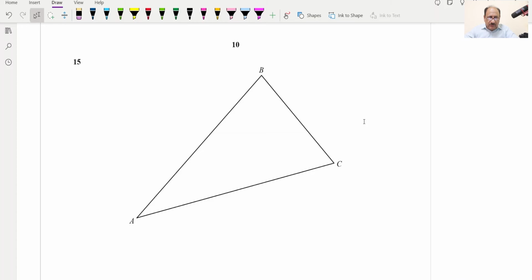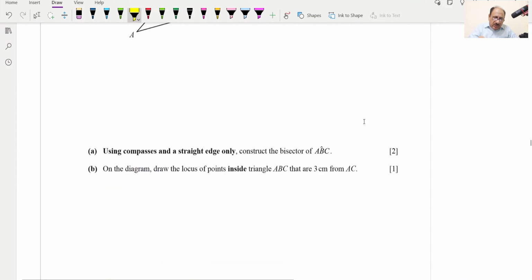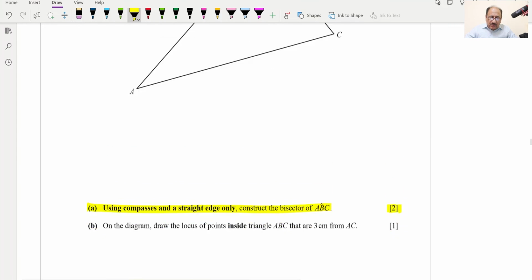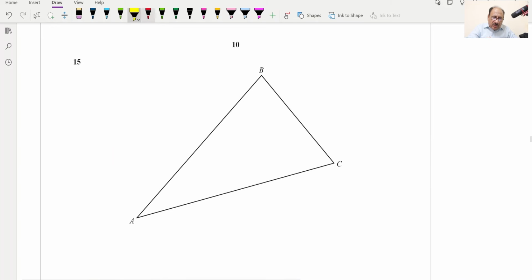Question number 15 says using compasses, the triangle is provided. Using compasses and a straight edge only, construct the bisector of angle ABC. This is a 2-mark question. To construct the bisector, we will be putting our compass at B, because we have to take the bisector of angle B. And from here we can draw an arc. By keeping the compass at B, we can draw an arc like this one.